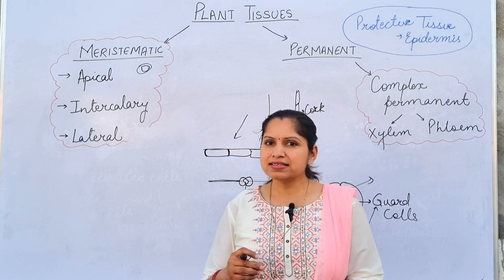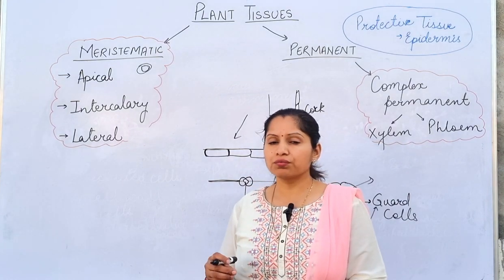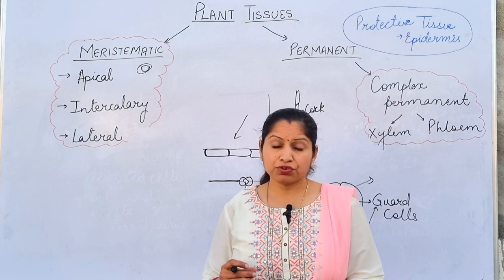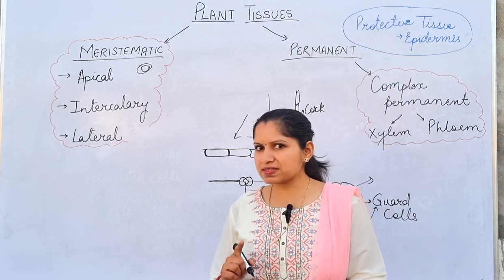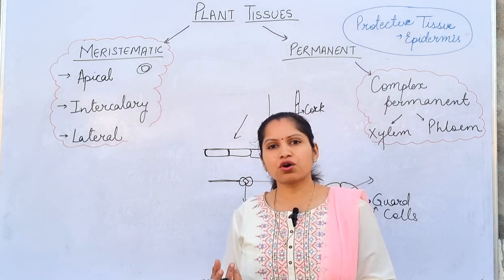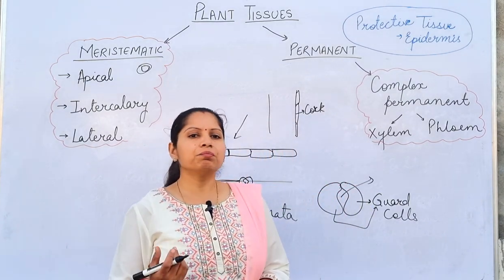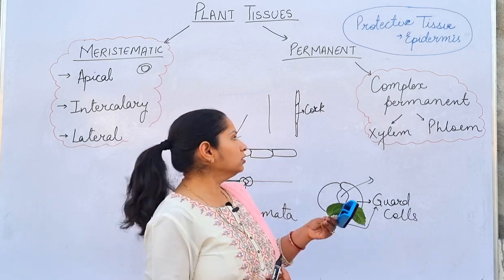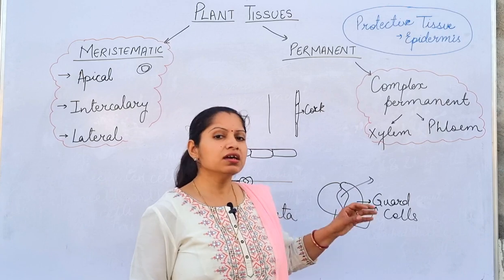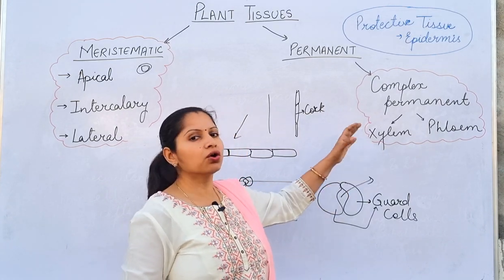And this cork is also formed from secondary meristem. Remember that, it can come as a 1 mark question. So what is cork? Cork is formed from the secondary meristem of the plants. Secondary meristem is there, that is going to form the cork.